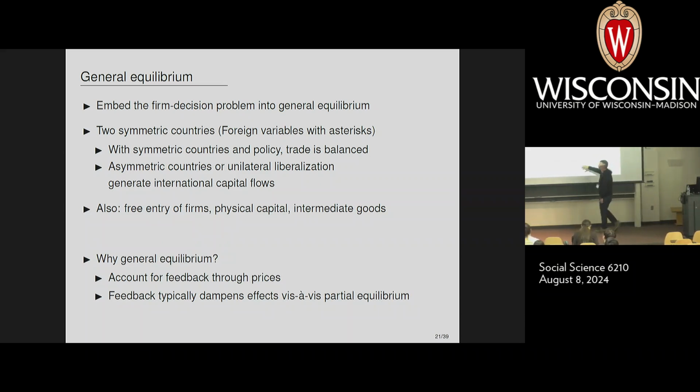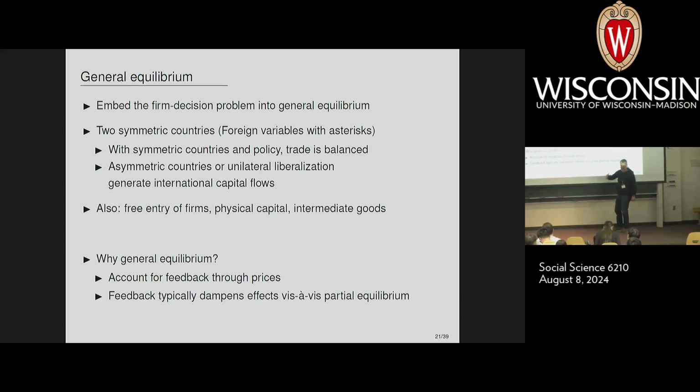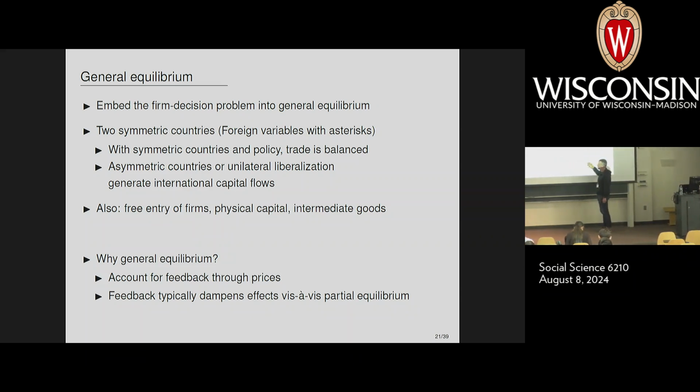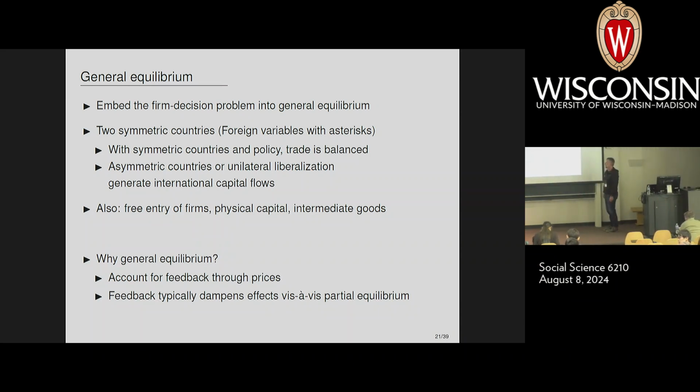The usual thing, right? We want to think about feedbacks. If I'm thinking about a big policy, like the US raising tariffs on China and maybe raising tariffs on the rest of the world, these are big policies. We might think about how this is feeding back through, right? Also, these feedbacks are typically going to dampen the effects of things. So in partial equilibrium, the effects are going to look bigger. General equilibrium is going to look smaller.